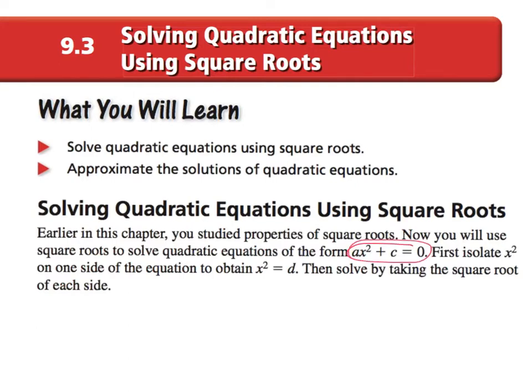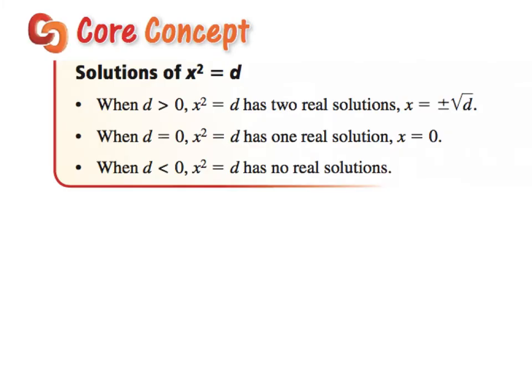Notice this though. What term is missing? This is standard form. Square root property only works when that term is missing. When you do not have that bx term, you can use square root property. All right, this is something I want you to put a star around.